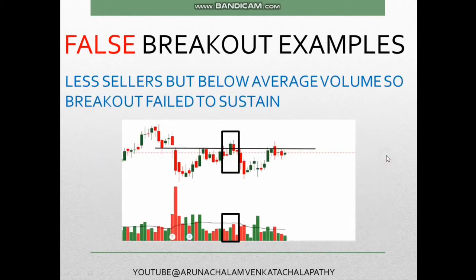In this slide, the sellers are not so dominant, but the buying volume is very low. That means there are fewer sellers but below-average volume, so the breakout failed to sustain. The volume is also a big factor to be considered before entering a trade. After these three criteria, use RSI and delivery percentage for swing trades or breakout trades before entering long positions.